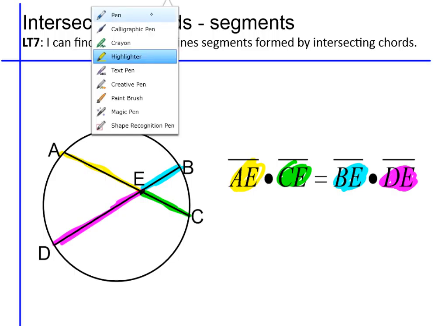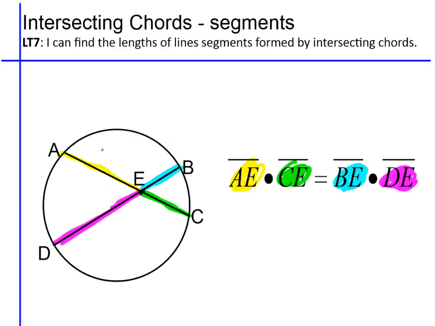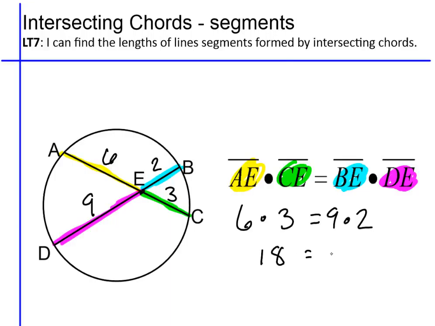For example, if AE is 6 and EC is 3, 6 times 3, then DE could be 9 and EB could be 2. 9 times 2. Why does this work out? Because 3 times 6 is 18 and 9 times 2 is also 18.